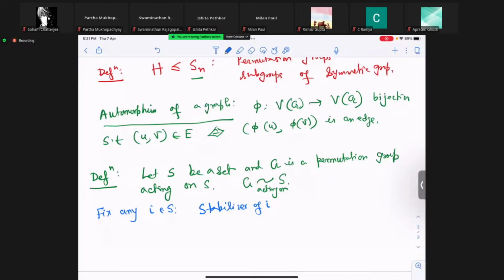Whenever I'm talking about a permutation group, you always have a set in mind. If it is a subgroup of permutations of 1 to n, then 1 to n is your set. And if you take a group element g, what is the action? It is sending 1 to somewhere, 2 to somewhere, like that.